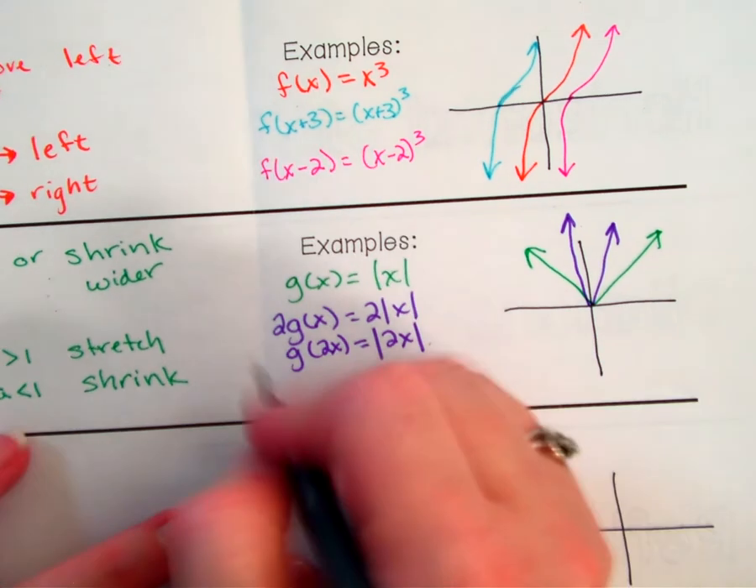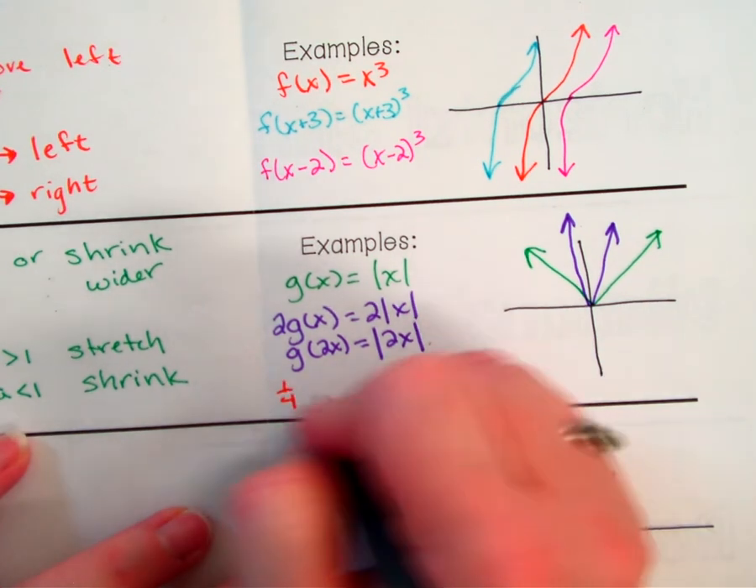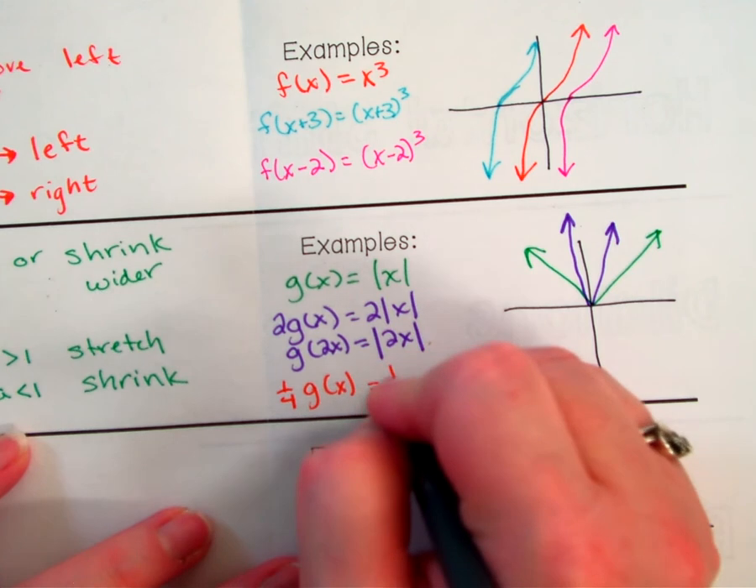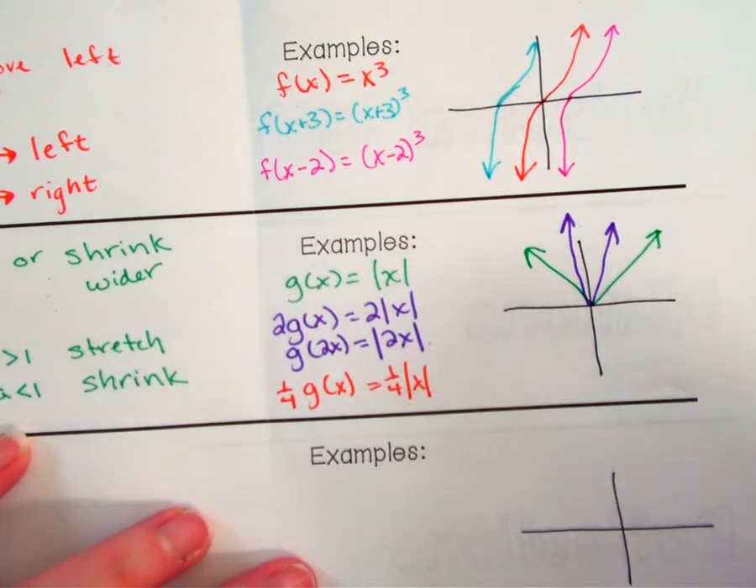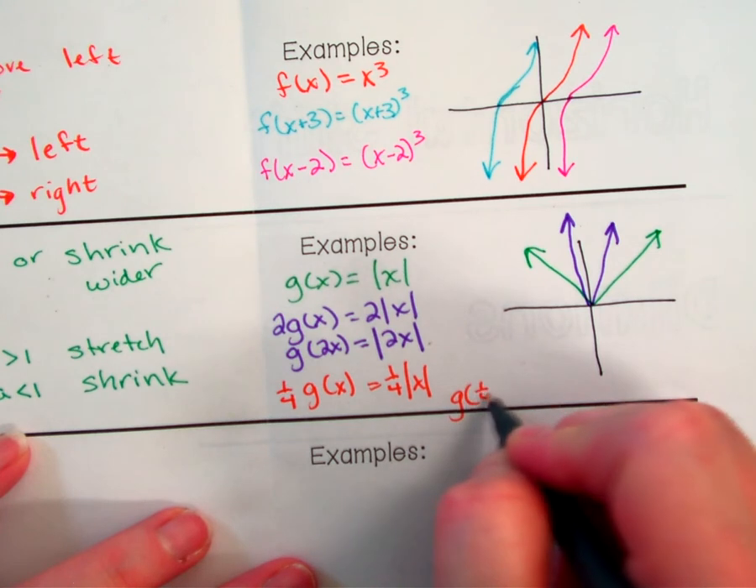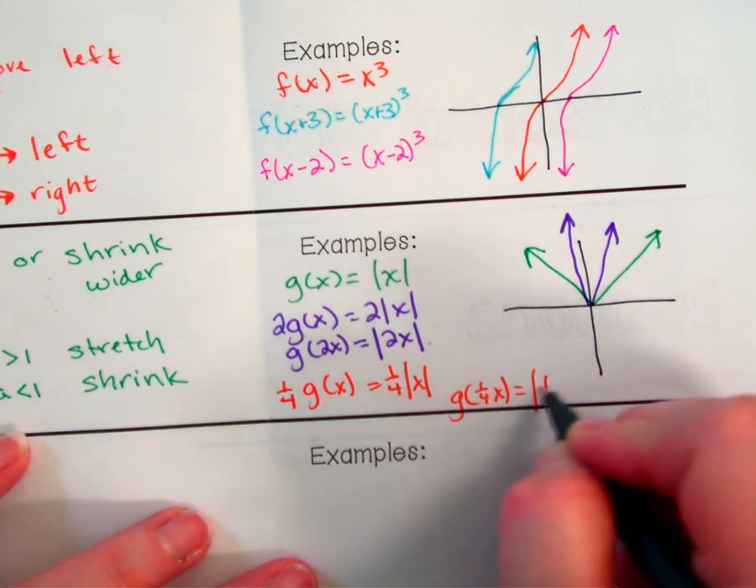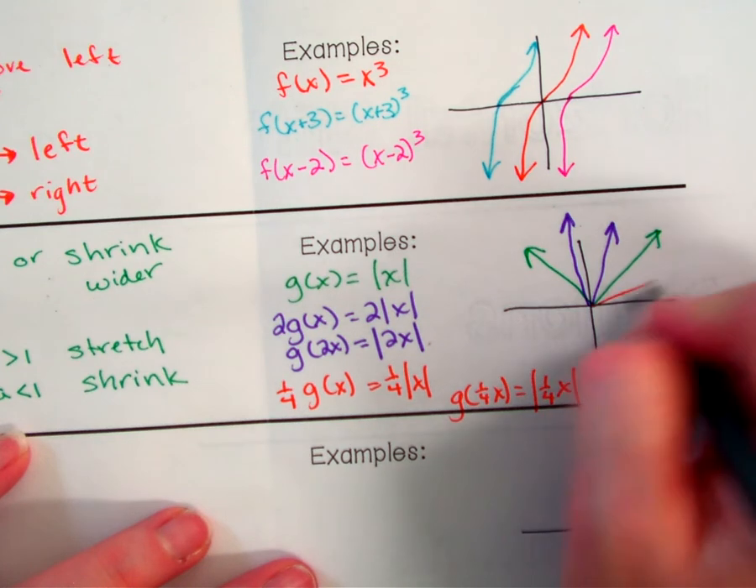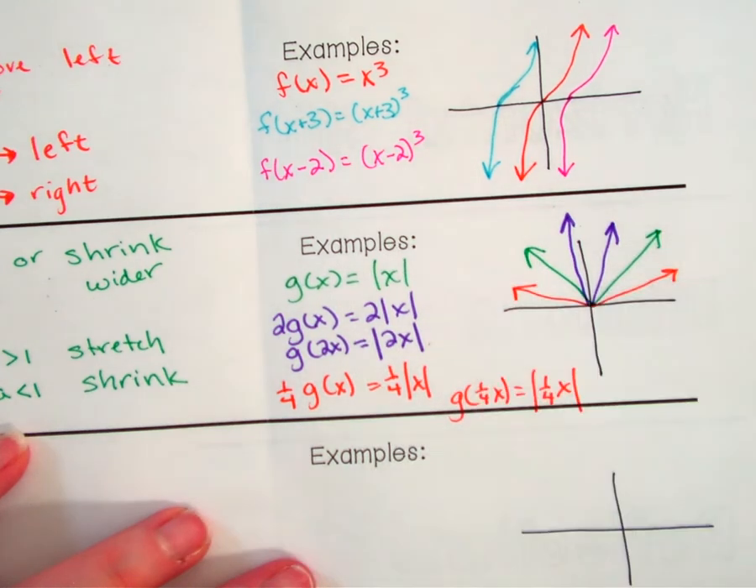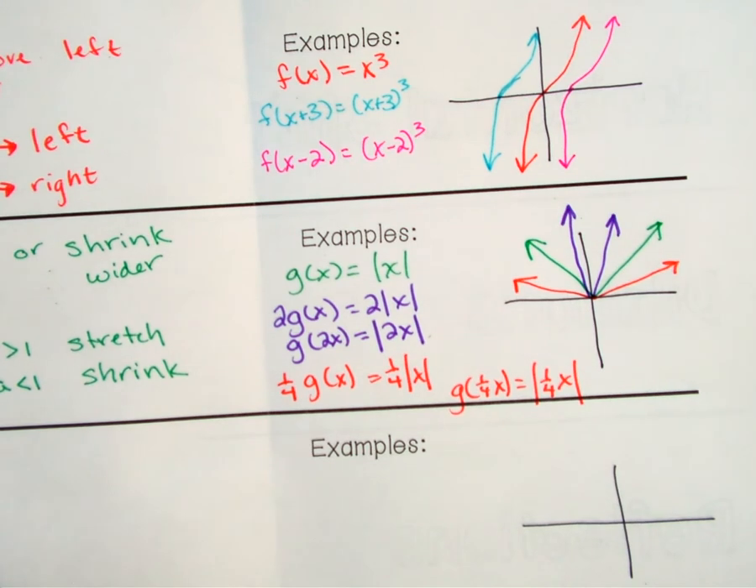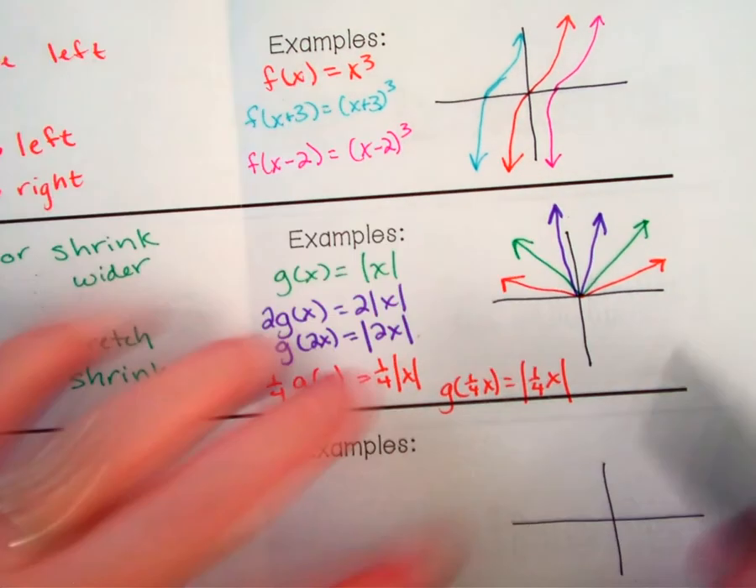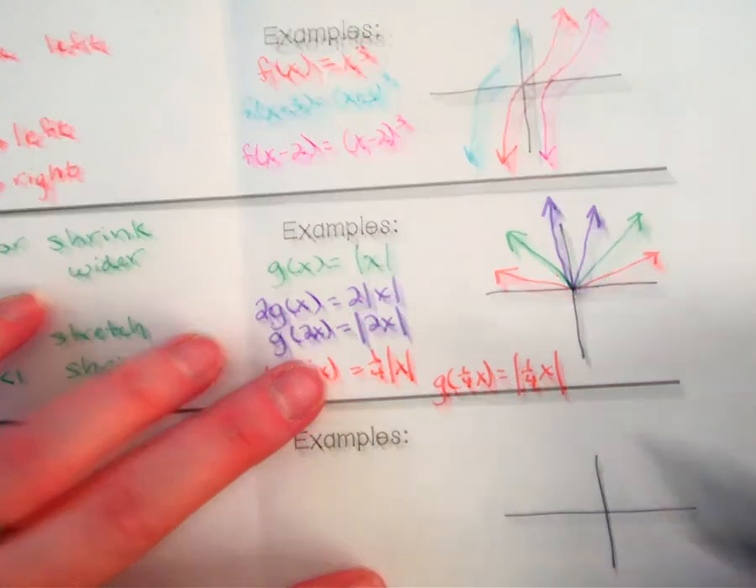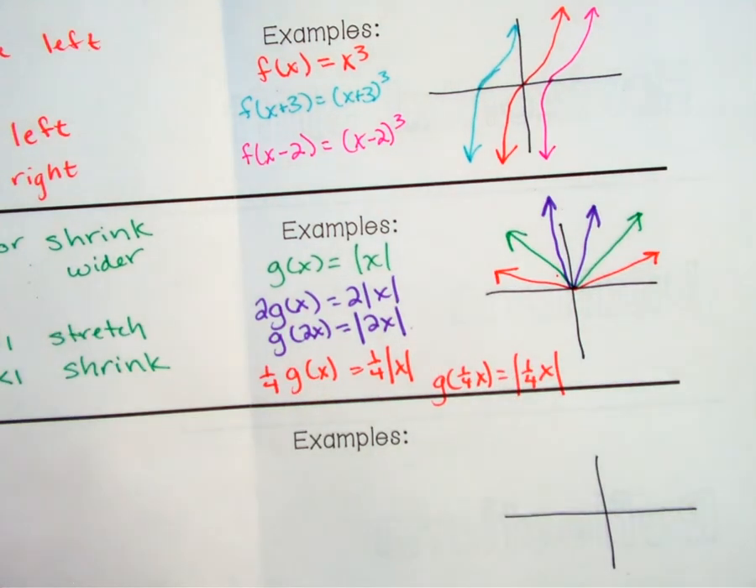If we do 1/4 x, or g of 1/4 x, again, it has the same outcome. It makes your graph wider, like my orange one there. So if your number is greater than 1, it stretches it. It's stretching from my green line, stretching each of those points up, and it makes the graph end up being narrower. If it's between 0 and 1, it makes it wider. All right.